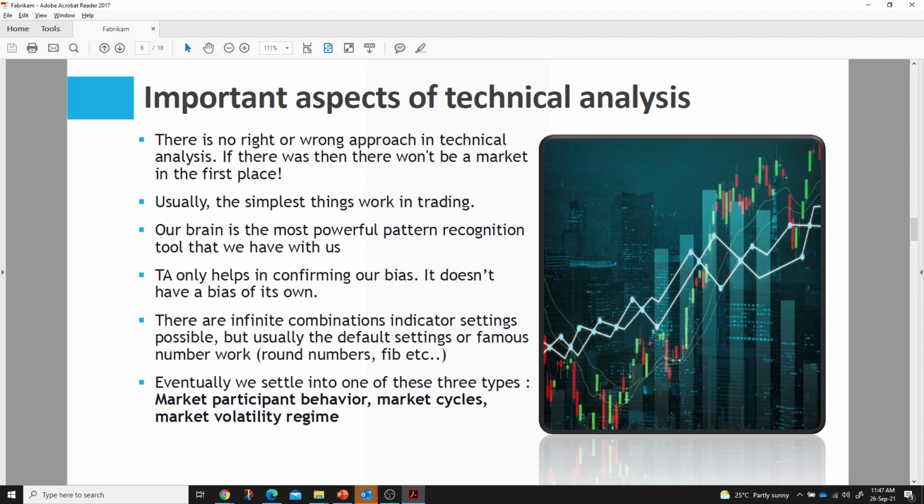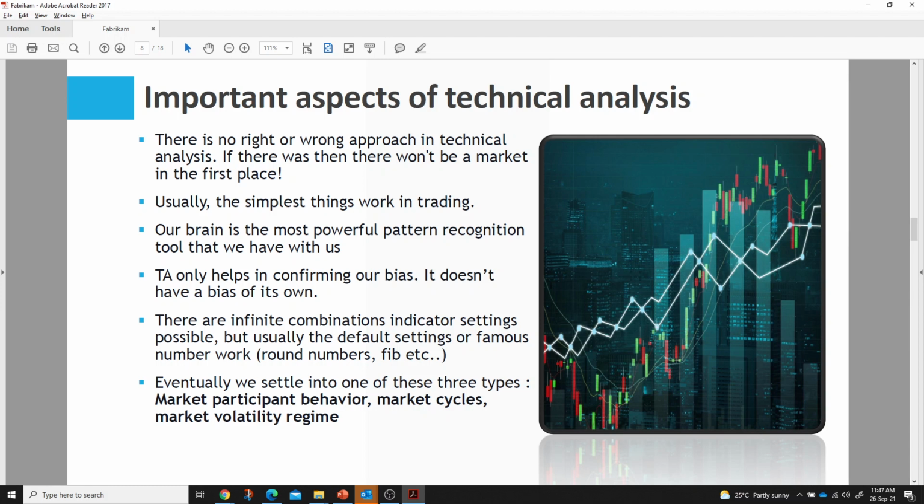So the important aspect to consider in technical analysis is that there is no right or wrong approach. If there was one right approach in the market, then there wouldn't be a market. If you have to make money, somebody has to lose money. If you have to be right, somebody has to be wrong. So don't go for something which is right. There is no right, there is no wrong. Even if you draw a trend line and the market just retraces and shoots up, it is the market. It doesn't mean that it needs to respect your trend line always, for example.